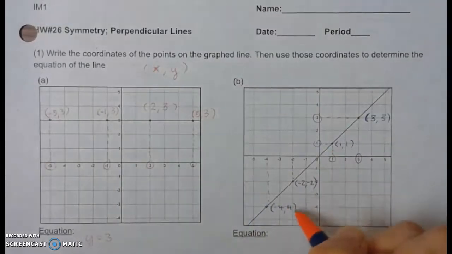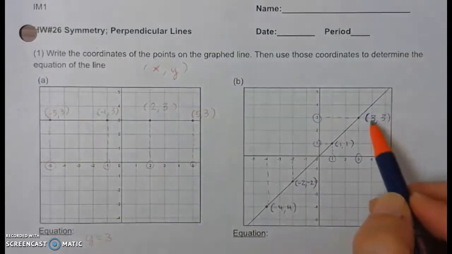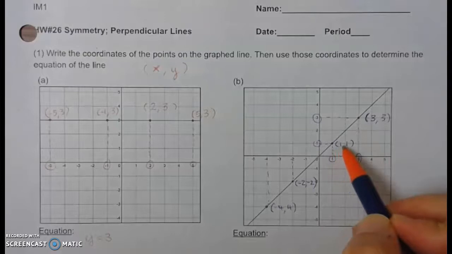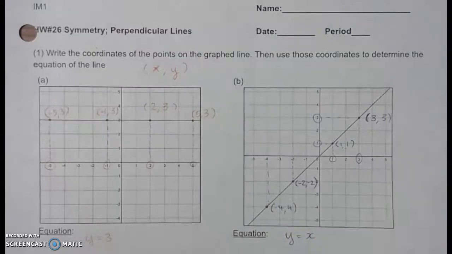What is the relationship between x and y? They have the same value, don't they? Whatever x is, it's going to be the y. So the equation is y is equal to x. They have the same value. That's how they are related.